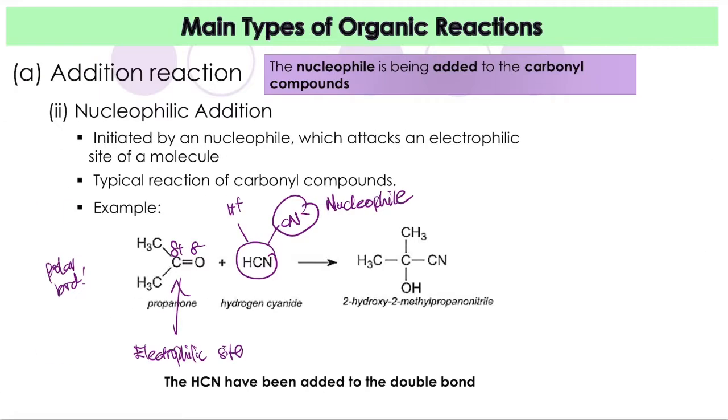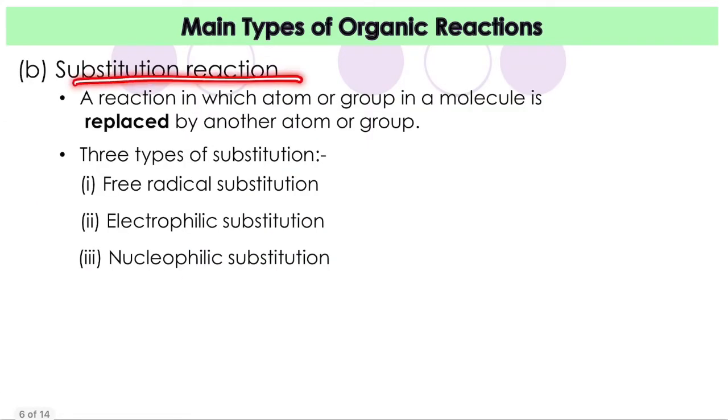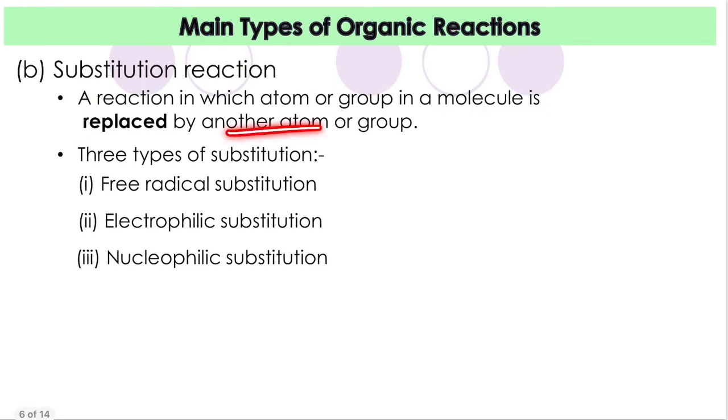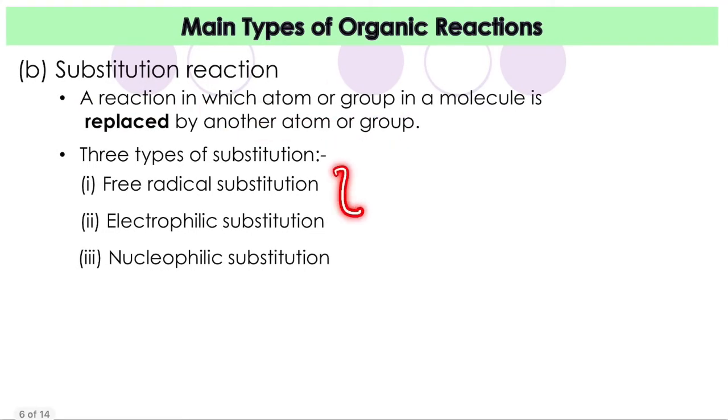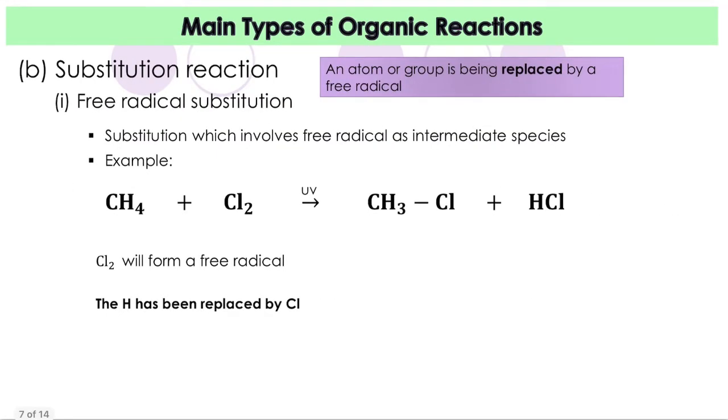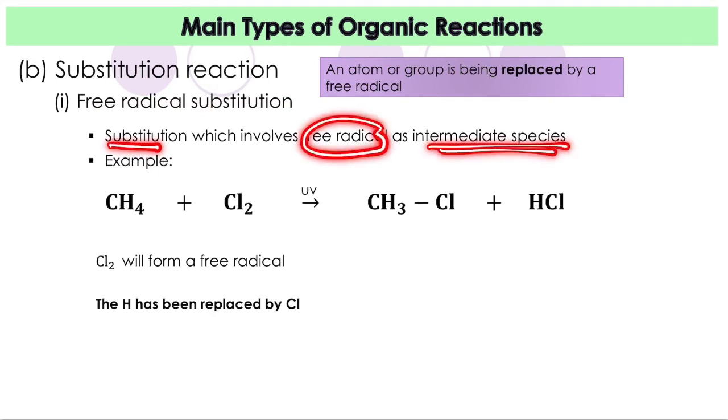Let's take a look at the second type of organic reaction, which is substitution reaction. So in this reaction, an atom or group in a molecule is being replaced by another atom or group. So there are three types of substitution: free radical, electrophilic, and also nucleophilic substitution. So for free radical substitution, the substitution will involve a free radical as an intermediate species. So what will happen here?